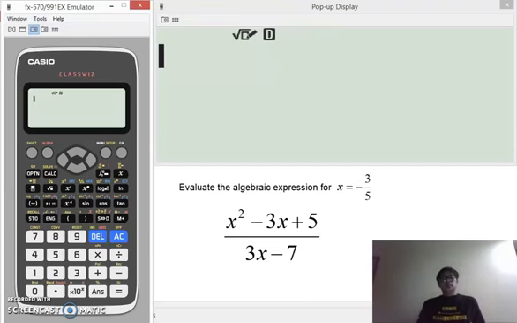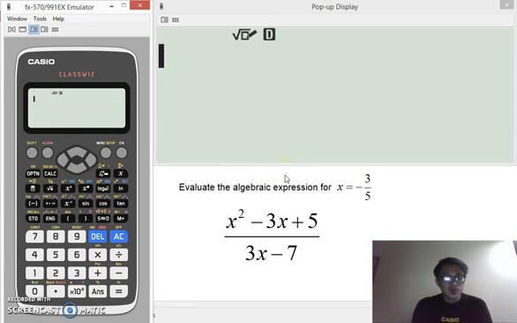Good day. Today we will be talking about one of my favorite features of the FX-991EX, or the Casio ClassWiz scientific calculator. But before we get into that, let's answer this problem first. Evaluate the algebraic expression for x equal to negative 3 fifths for the expression x squared minus 2x plus 5 all over 3x minus 7.